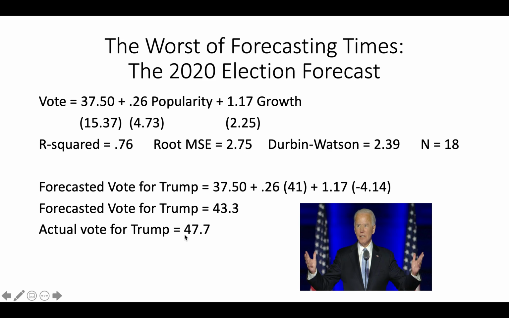47.7%. So the model was off by a good 4.4%. And that's one of the elections where the model really did not forecast quite close to the actual popular vote result. But it did get right the fact that Trump lost the election and Joe Biden won the election. It was just off by one of the largest margins in the dataset's history.